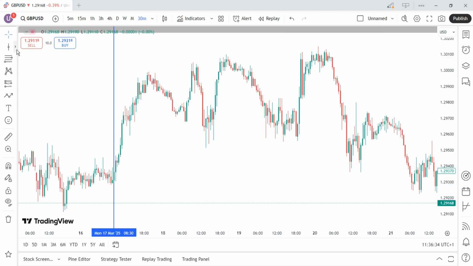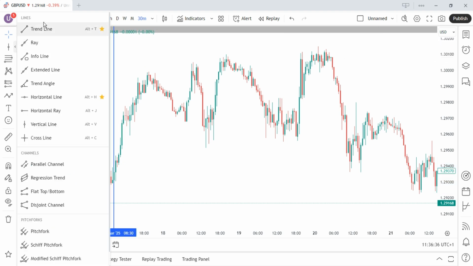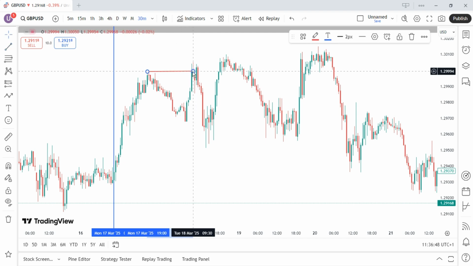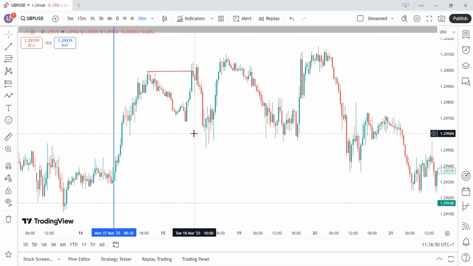Our high on a 30 minutes time frame is here. You can see it. This is our high on a 30 minutes time frame, and you can see that price has traded above it. There's a liquidity grab here.